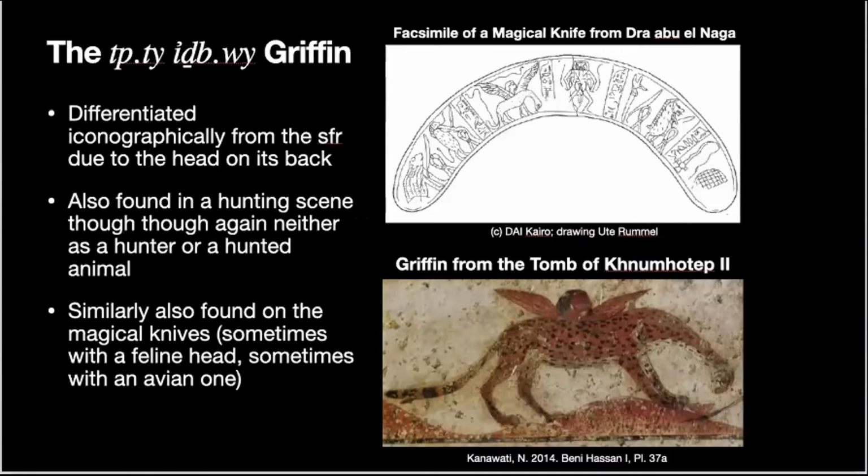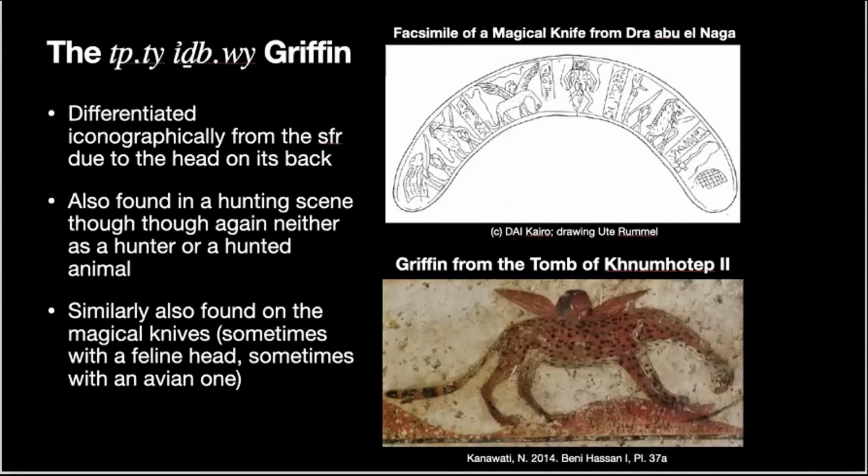Because it's also present on the knives, it's fair to assume that it serves a similar purpose to the Sefer through its apotropaic qualities and its role in the solar entourage. So the question really becomes, what is the purpose of the head? And how is this griffin differentiated from the Sefer griffin?